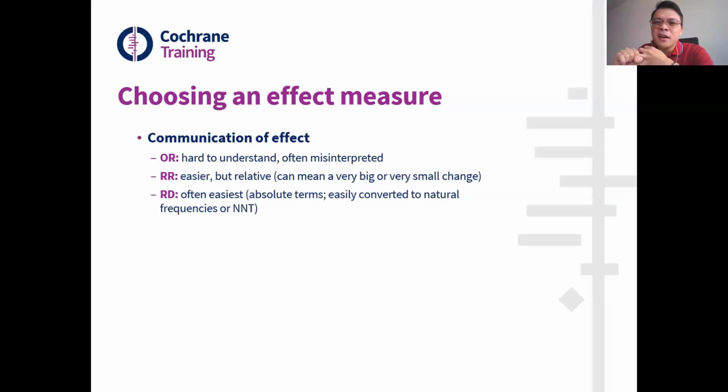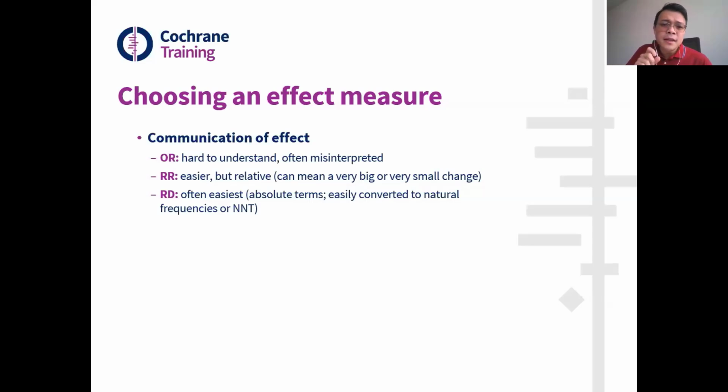And odds ratios are less intuitive. They are harder to understand than risk ratio and risk difference, and often misinterpreted as risk ratio. As mentioned earlier, this may be a problem for common events, which may lead to your readers exaggerating the treatment effects. A risk ratio is easier, but as a relative term, it can mean a very big or a very small change depending on the underlying risk. So for example, a 50% reduction in risk can mean a very big change if coming from 80% to 40%. But it can mean a very small change if coming from a baseline risk of 4% to 2%.